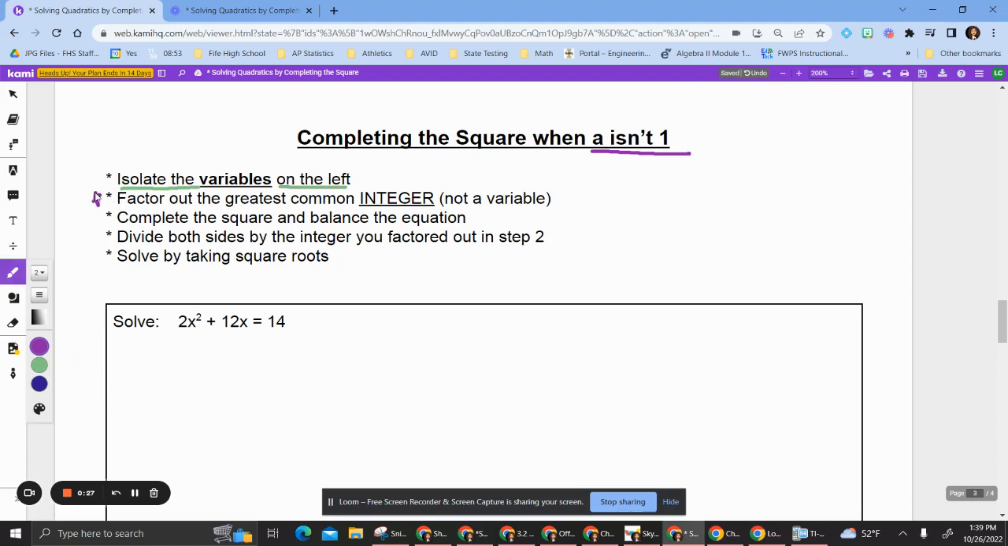So this is what is new today, is that we are going to factor out the greatest common integer, not the variable. So what we want to do is, if it is ax squared plus bx, we are just going to factor out the a and leave the x. Okay, that's what we're talking about. We're taking out the a, but we're going to leave the variable. Then we're going to complete the square just like we did yesterday and divide both sides by this a value.